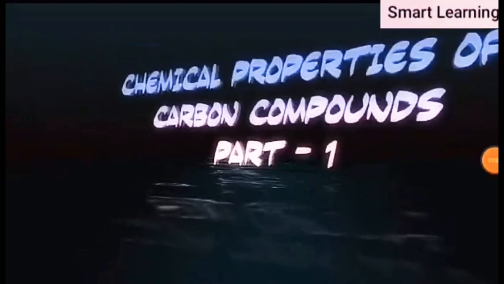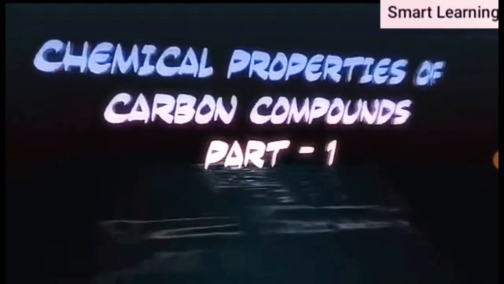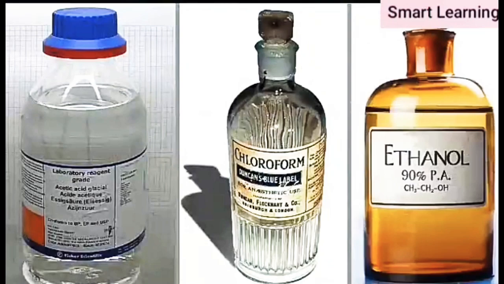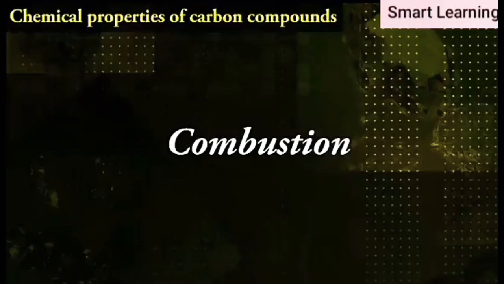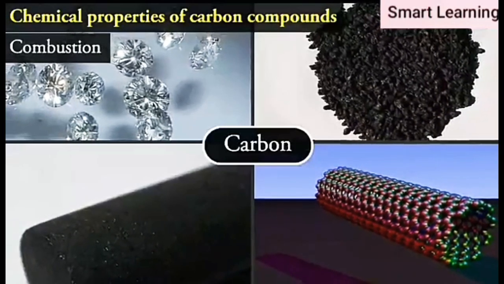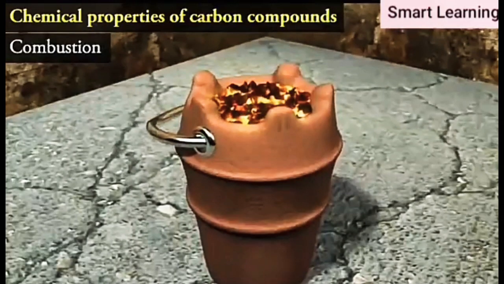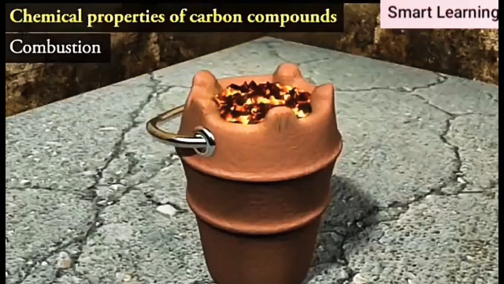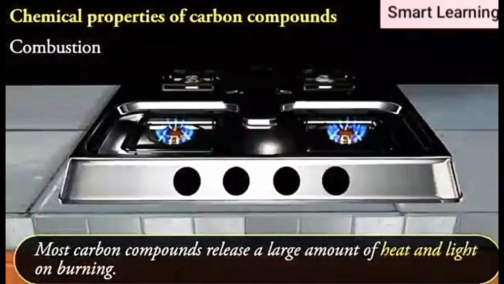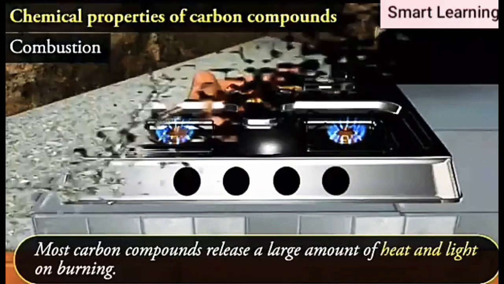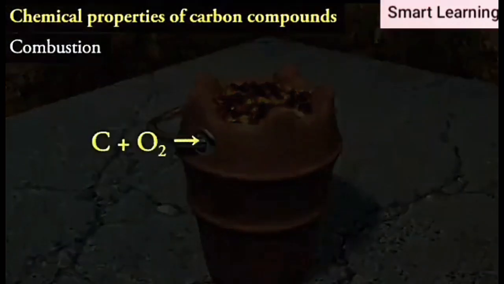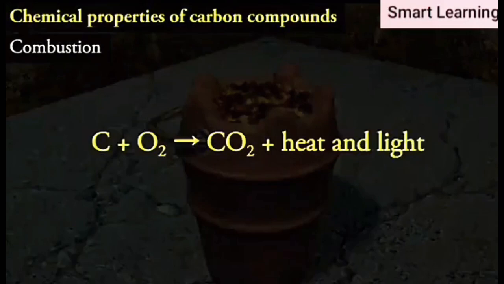Part 1. In this module, let us understand about some chemical properties of carbon compounds. Combustion. Carbon, in all its allotropic forms, burns in oxygen to give carbon dioxide, along with the release of heat and light. Most carbon compounds also release a large amount of heat and light on burning. The reaction being C plus O2 gives CO2 plus heat and light.